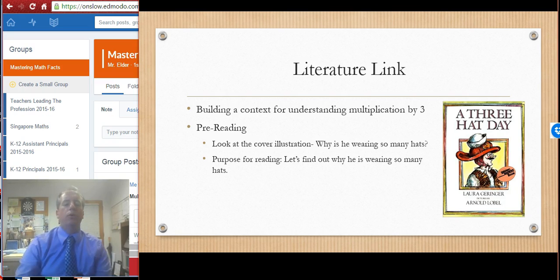Our literature link for our times 3 facts is A Three Hat Day. And so you may be familiar with this book. It's a pretty popular book. It was a Reading Rainbow feature. So we should probably have LeVar Burton reading this for us.